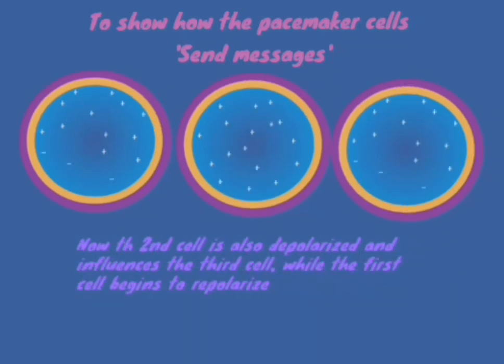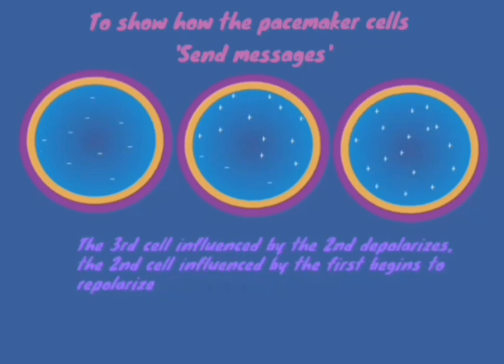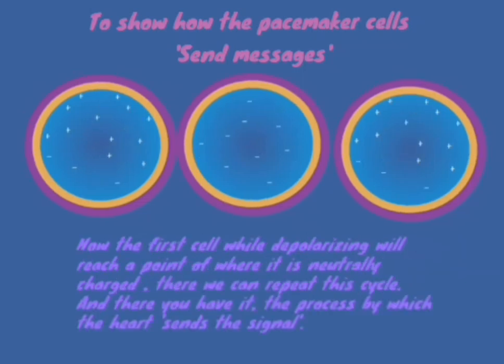It influences the third cell while the first cell begins to repolarize. The third cell influenced by the second depolarizes. The second cell influenced by the first begins to repolarize. Now the first cell, while repolarizing, will reach a point where it is neutrally charged. There we can repeat this cycle. And there you have it, the process by which the heart sends a signal.